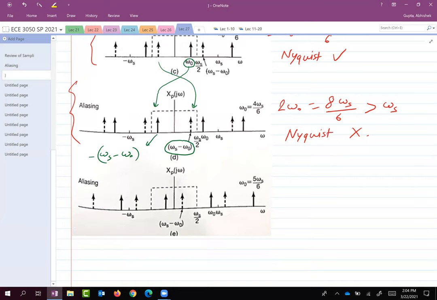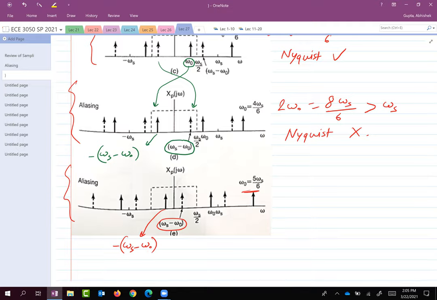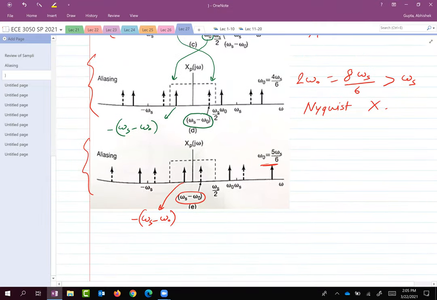Okay, and it's the same thing here as well. In this case as well, when omega naught is 5 omega s over 6, it's basically the same story. So this is omega s minus omega naught. This would be minus omega s minus omega naught. And you see that the solid line is on this side of the axis and the dashed line is on the other side of the axis. So let's look at one particular result, I mean, one particular figure.